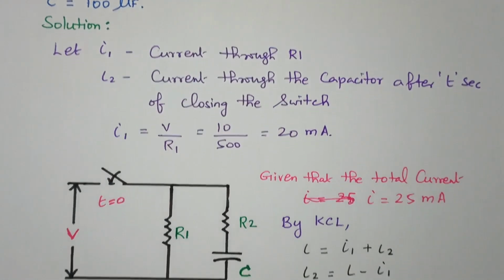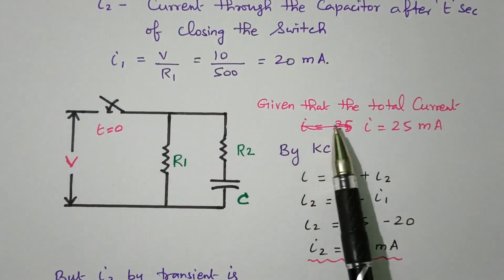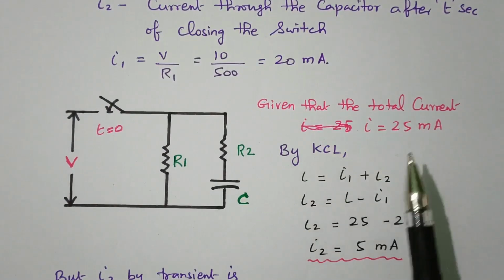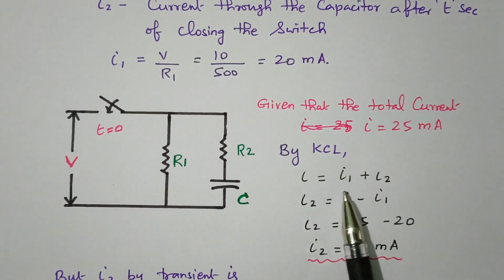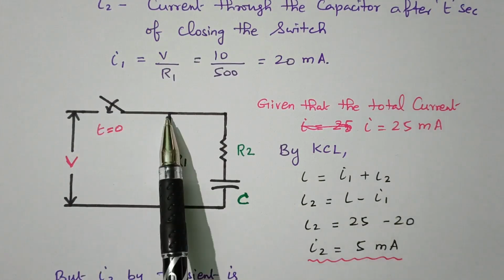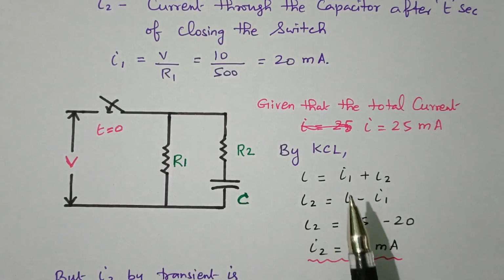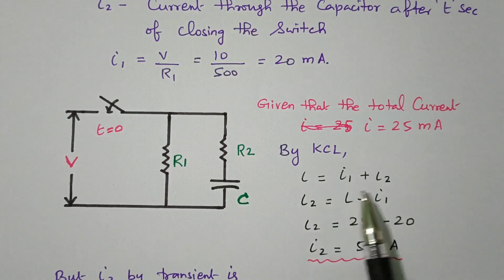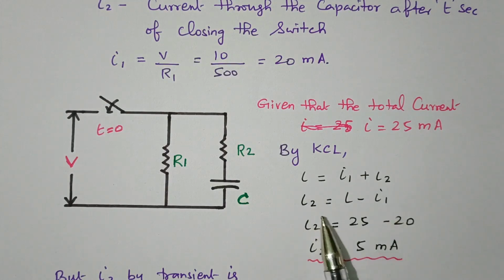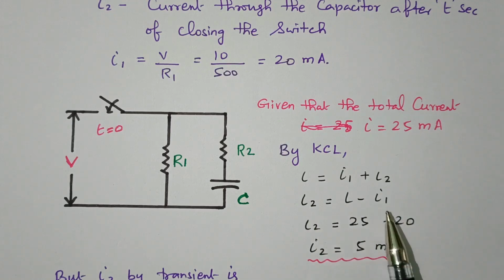Now we'll refer to the diagram. We need to find the I2 value. Given that the total current is 25 milliampere, by using Kirchhoff's current law, I equals I1 plus I2. Here the total current is divided into I1 and I2. I2 is what we need, so we bring I1 to the other side: I2 equals I minus I1. I is 25 milliampere total current, I1 we just calculated as 20 milliampere. So I2 is 5 milliampere. Now we know I1 is 20 milliampere and I2 is 5 milliampere. So our aim is to find the time taken.